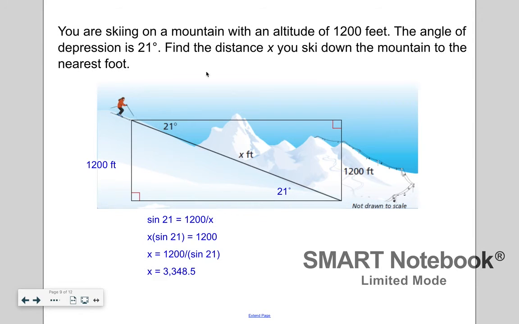So skiing on a mountain with an altitude of 1,200 feet, the angle of depression is 21 degrees. So the horizontal down is 21. Well, if this is 21, so is this, because these are alternate interior angles. We can prove these lines are parallel. So now focus on this right triangle right here. So from the 21 degree angle, I have the opposite side is 1,200. I don't know the hypotenuse. That's the part I'm looking for. So opposite, hypotenuse means I'm using sine. So sine of 21 equals 1,200 over x. I multiplied both sides by x, then divided both sides by the sine of 21. And that's how I got this answer here. And again, remember, you can pause and rewind at any point.